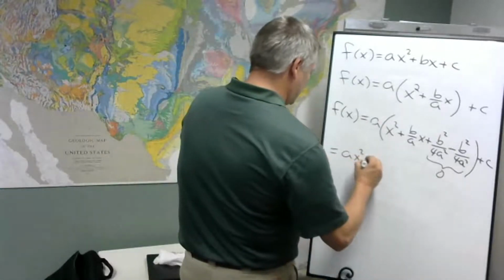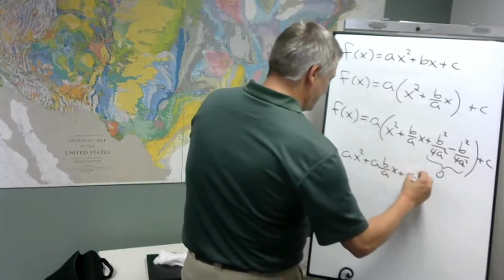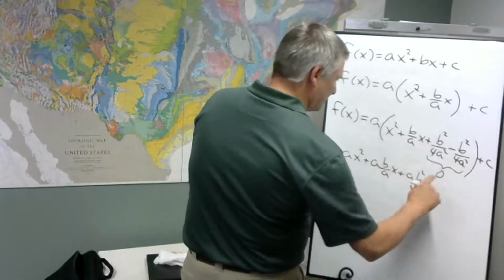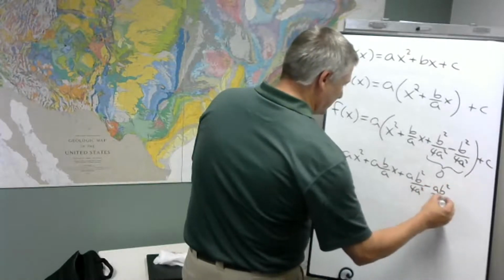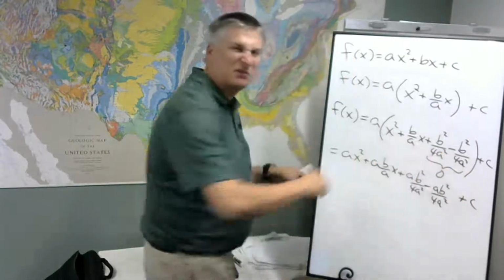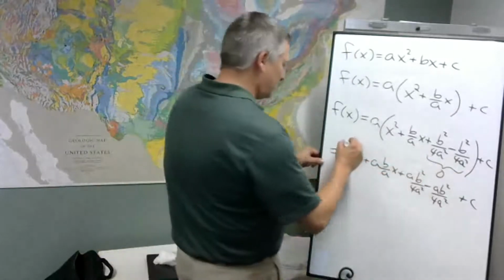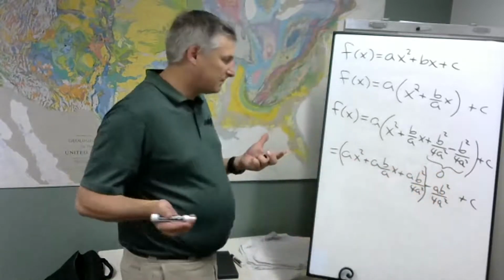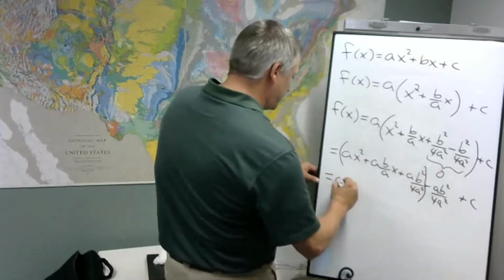Ax squared plus a b over a x plus a b squared over 4a squared, minus a b squared over 4a squared. And then this plus c was out here. It wasn't in the parentheses, so it doesn't get an a distributed to it. And then we can put parentheses around these just because we can. And this is a completed square. Well, almost. We've got to factor out the a.